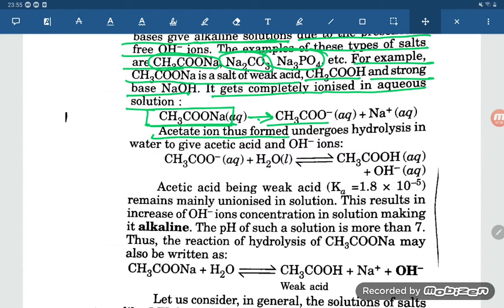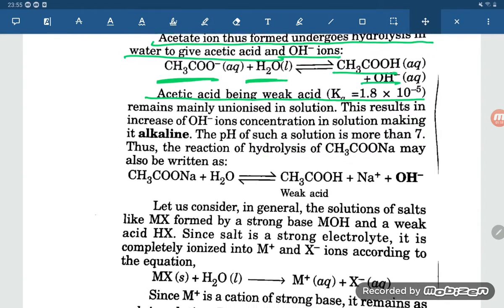The acetate ion thus formed undergoes hydrolysis in water to give acetic acid and OH- ion. So this is the acetate ion, it reacts with water, giving acetic acid and OH-. The acetic acid, being a weak acid with Ka 1.8 x 10^-5, remains mainly unionized in solution. This results in an increase of OH- ion concentration in the solution, making it alkaline. The pH of such a solution is more than 7.